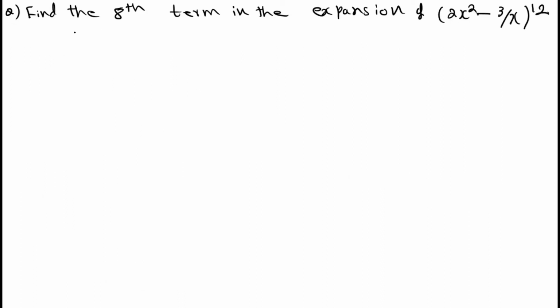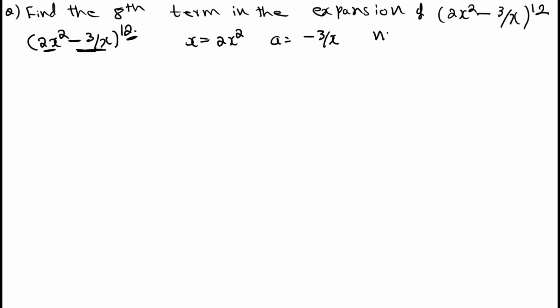Okay, see the second question. Find the eighth term in the expansion of 2x square minus 3 by x to the power 12. Okay, first consider the expansion 2x square minus 3 by x to the power 12. In this expansion, what is x? X means first term, that is 2x square. What is a? A means second term, that is minus 3 by x. Index n, n equal to 12. Okay, then here see question is eighth term, that means T8 equal to question mark.